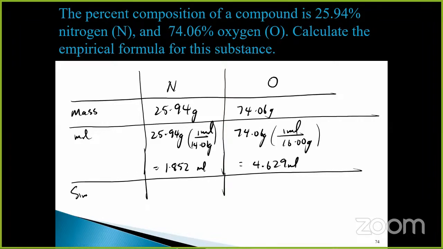Then, if you remember what we did the last time, we find the simplest ratio. And how did we find the simplest ratio the last time? Can anybody tell me? We divide right through by the smallest. So which one of these two are the smallest? This one, right? So this divided by itself will give you 1, and then we divide 4.629 moles by 1.852 moles. And when I do that on my calculator, 4.629 divided by 1.852, very interesting. This is what I got.